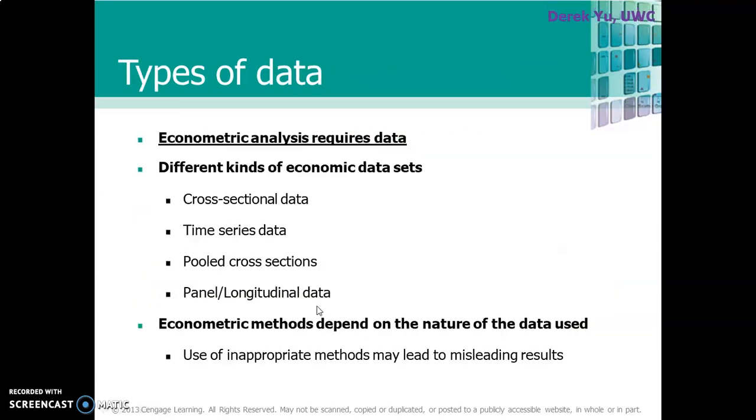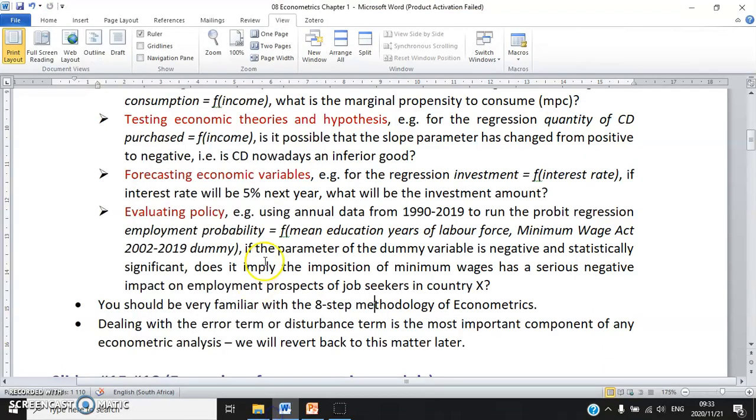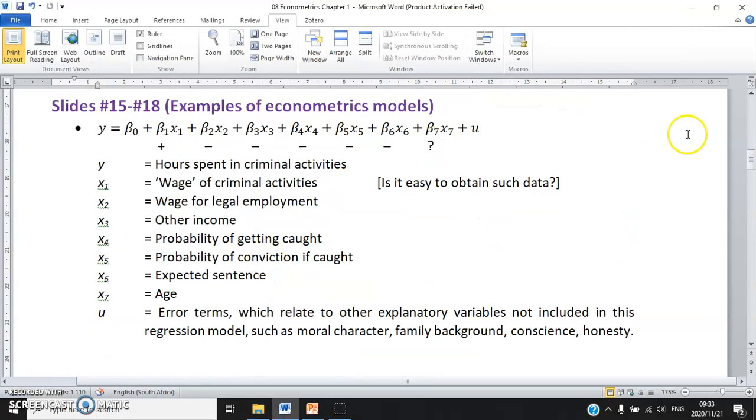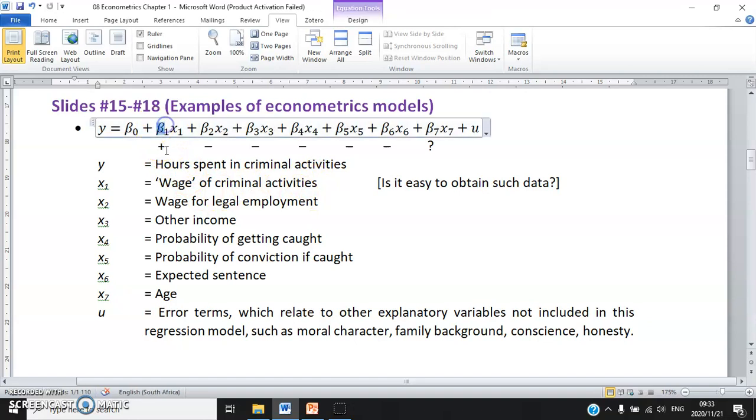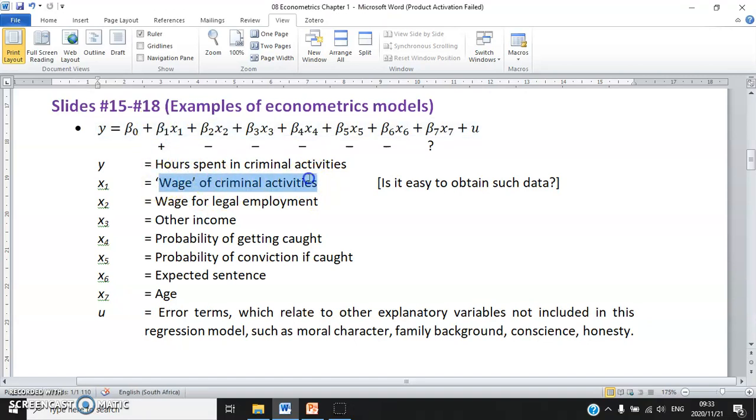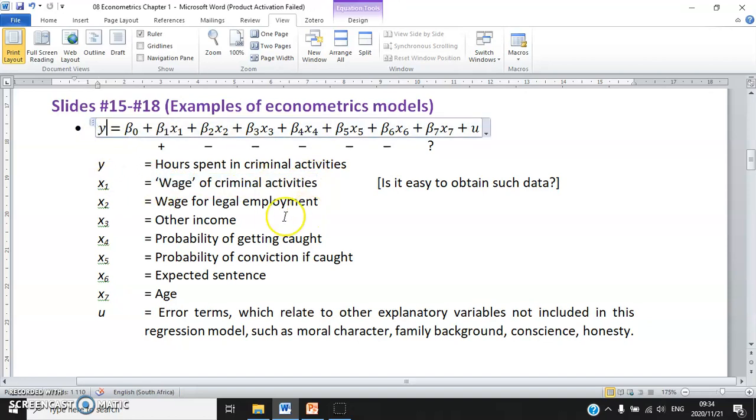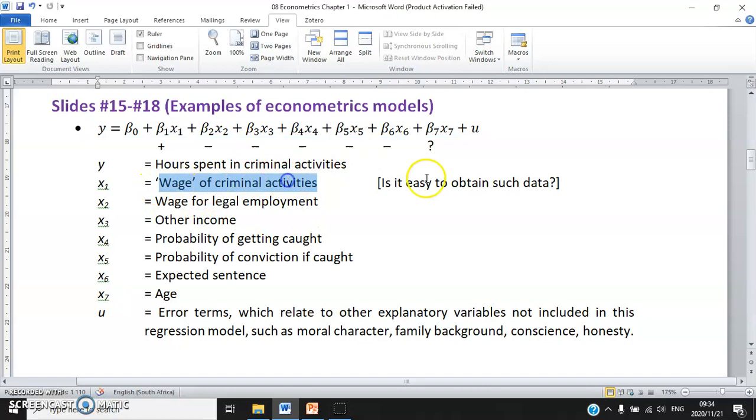I actually want to go back to the study guide. It is easier, okay, to go through that. Okay, why, our spend in criminal activity is a function of, this is a multivariate regression. X1 is the wage in criminal activity, so we expect this slope to be positive. It means if we can earn a lot in the criminal activities, then we are going to spend more time in criminal activities. But actually, my question is for X1, wage of criminal activity.